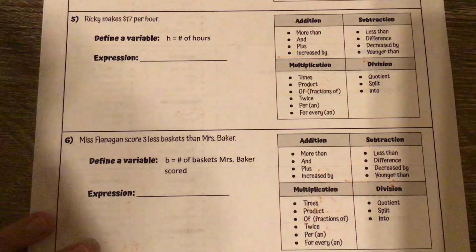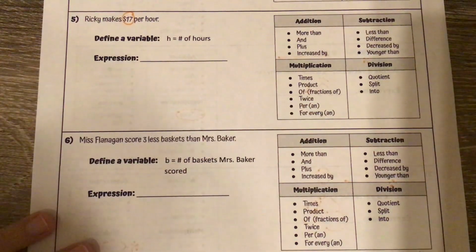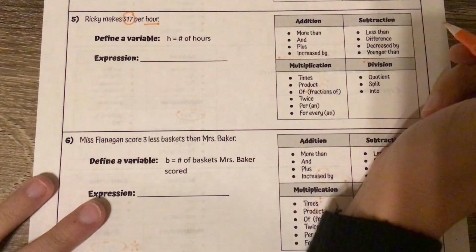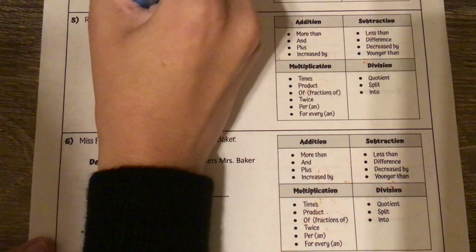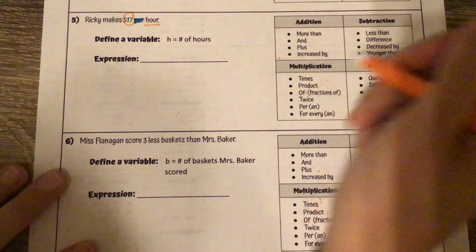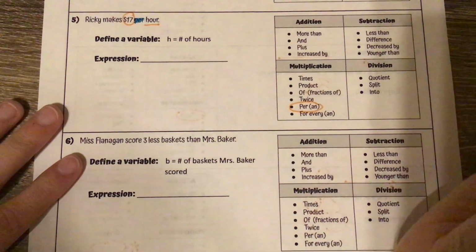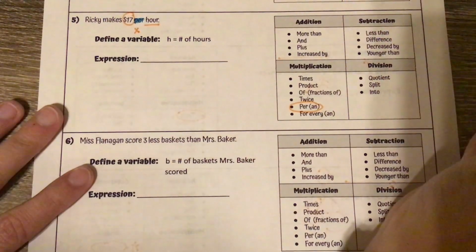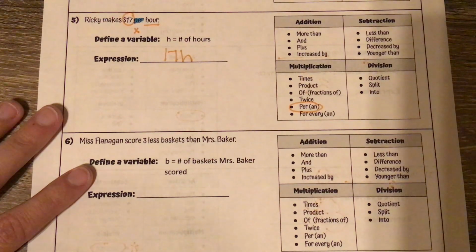Number 5, Ricky makes $17 per hour. So I circled my numbers, underlined my unknown. H equals the number of hours, that's our unknown. And then our key word, another kind of tricky one here. I see the word per, which if I look on my chart, I see it over here in the multiplication category. So $17 per hour means I'm multiplying 17 times the number of hours. The best way to write it is to write them right next to each other, 17H.